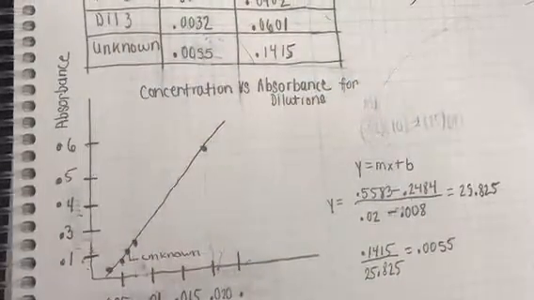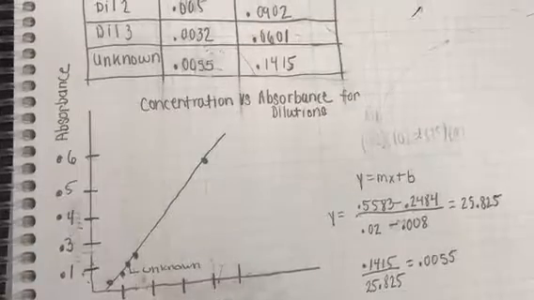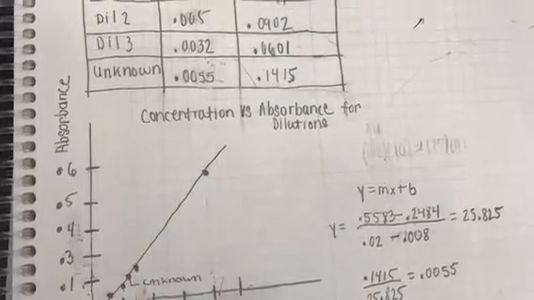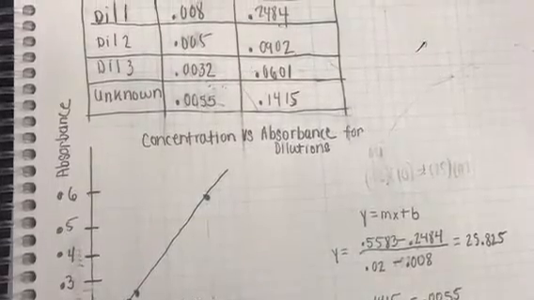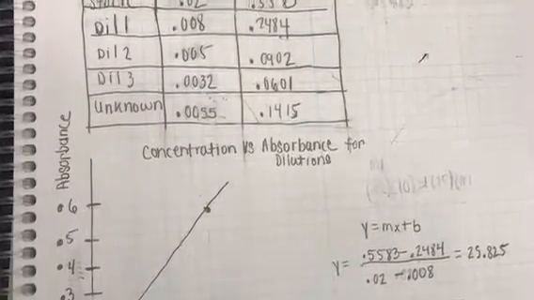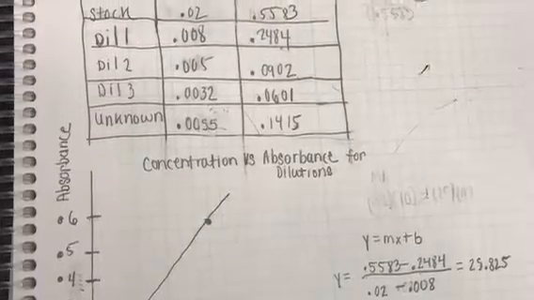After the spectrophotometer, we then plotted points, concentration versus absorbance, to find the unknown. And we also found the correlation constant and the slope of the line. We then found the unknown solution to be closer to dilution number 2.